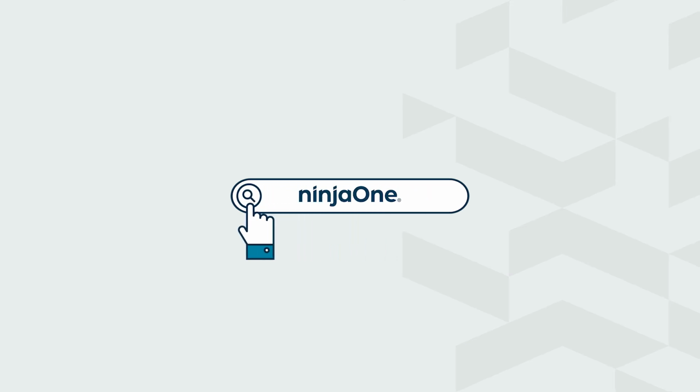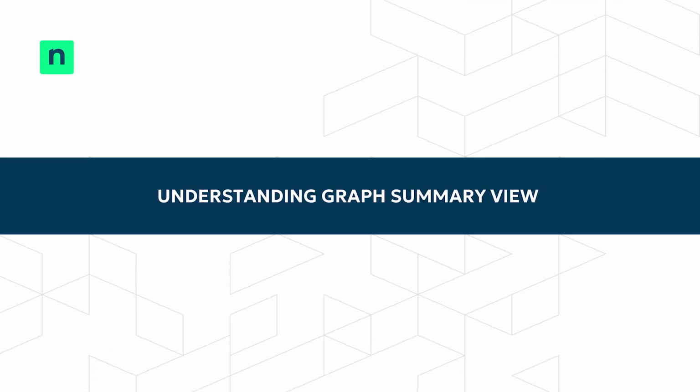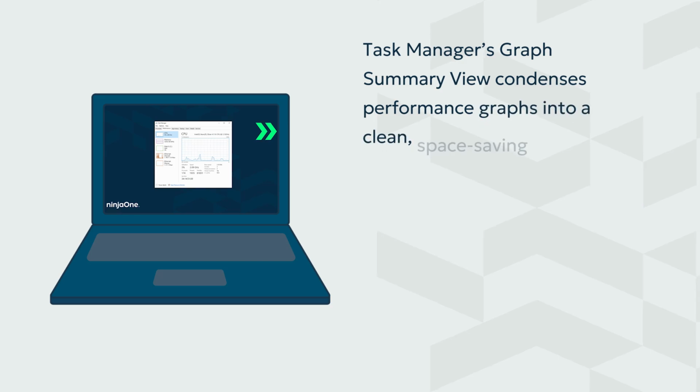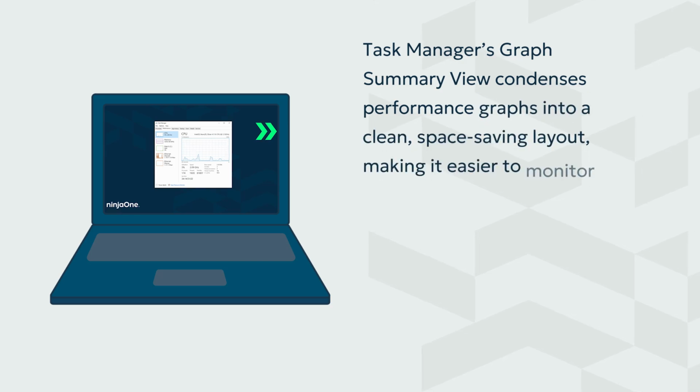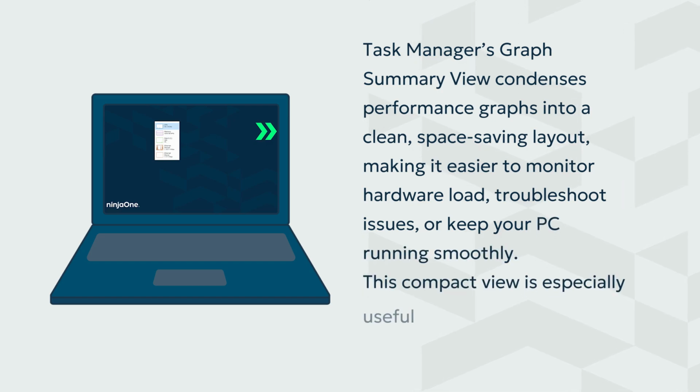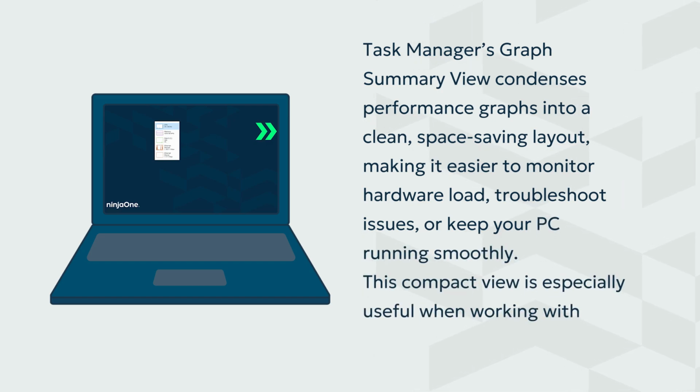Understanding graph summary view. The Task Manager's graph view is essential for monitoring your system. One useful feature is the graph summary view, which shrinks performance graphs into a cleaner, space-saving layout. It's designed to make information monitoring easier, whether you're fixing a system issue, checking hardware load, or just keeping your PC running smoothly. This compact view is especially helpful when you have limited screen space.